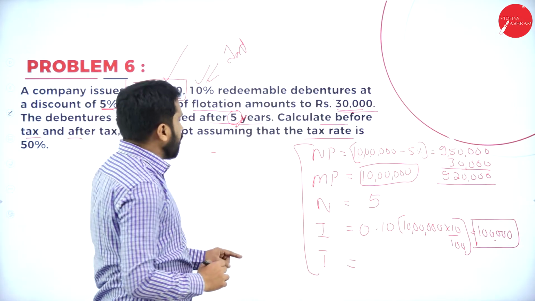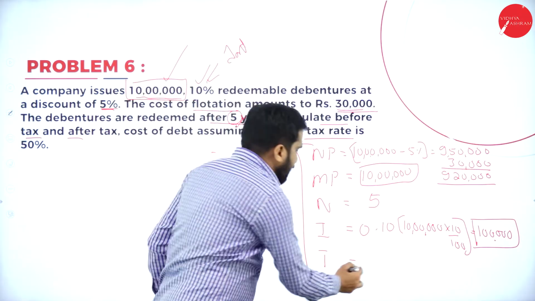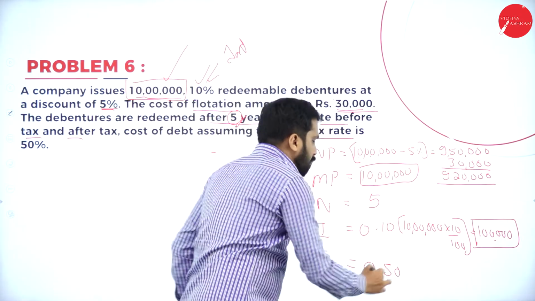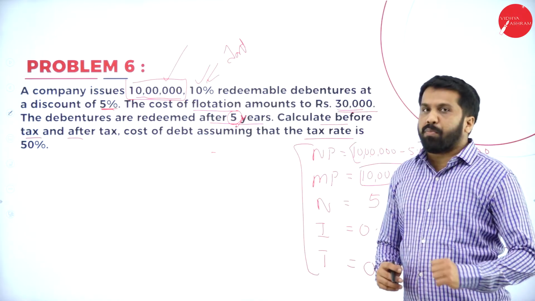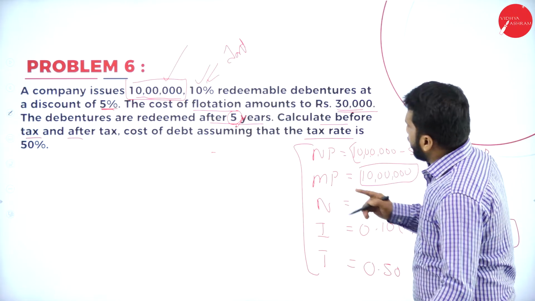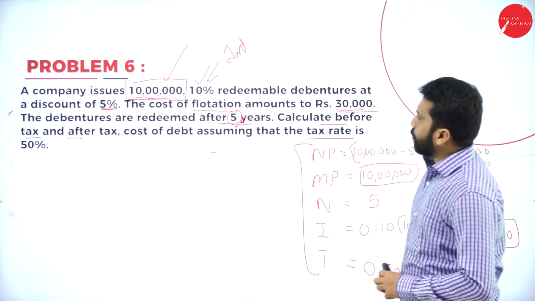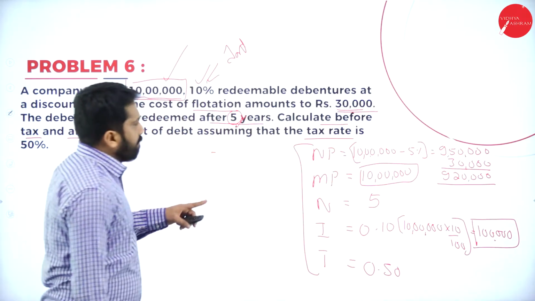Now, the last one, tax rate. Tax rate they have given 0.50. What is the tax rate? Tax rate 0.50. Now, we're done with all this. Now, I'll go for this. See, all the information we got.